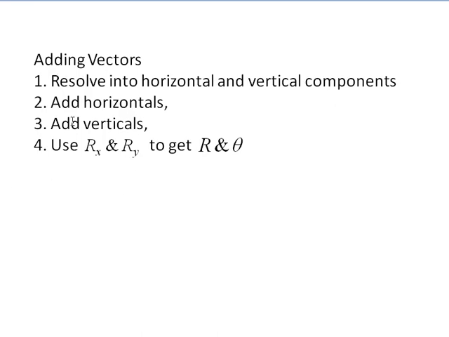When we're adding vectors, we're first going to resolve all of the vectors into horizontal and vertical components. That's x and y. Then we're going to add all the horizontals together. We're going to add all the verticals together, and then we're going to use the resultant of the horizontals, or x's, and the resultant of the y's, or the verticals, to get a resultant magnitude and a resultant angle. Sound complicated? Let's go for it.